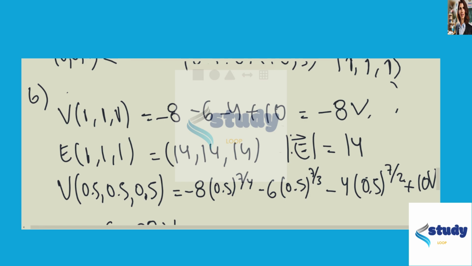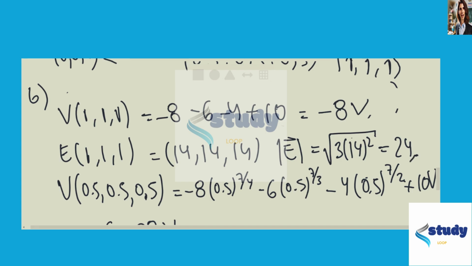If you take the magnitude of that vector, it is the square root of the sum of the square of each component. So it will be the square root of 3 times 14 squared, which is 24.2. And these are the values for the electric potential and field at the different points. Thank you.